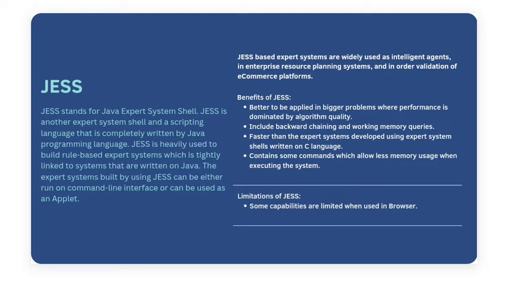Benefits of JESS. It is better applied in bigger problems where performance is dominated by algorithm quality. It also includes backward chaining and working memory queries, and is faster than expert systems developed using shells written in the C language. And it also contains some commands which allow less memory usage when executing the system. Limitation of JESS. Some capabilities are limited when it is used in a browser.